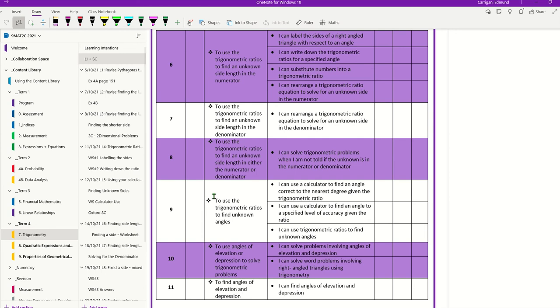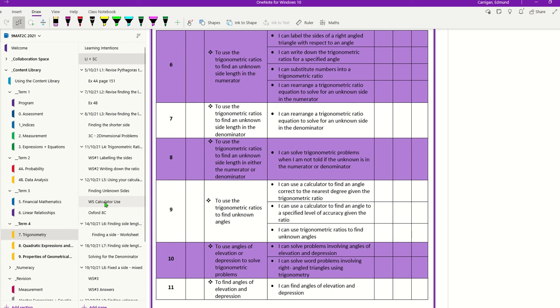So Lesson 9 is to use the trigonometric ratios to find unknown angles. Your success criteria is to say: I can use a calculator to find an angle correct to the nearest degree given the trigonometric ratio. I can use a calculator to find an angle to a specified level of accuracy given the ratio. And I can use trigonometric ratios to find unknown angles.